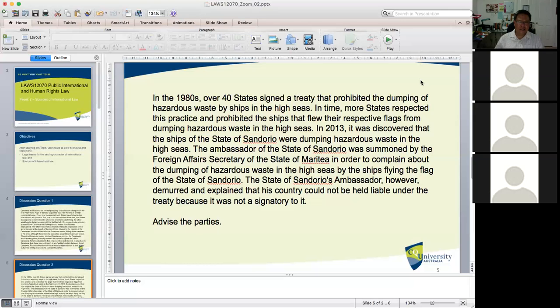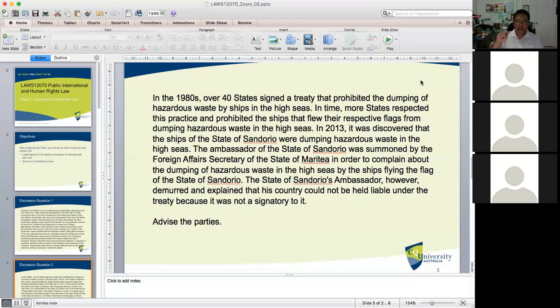Others? Okay, so to me, the broader legal issue is in fact whether or not there is an international law that prohibits states from dumping hazardous waste in the high seas. That is the legal issue. Whether or not there is an international law that prohibits states from dumping hazardous waste in the high seas.